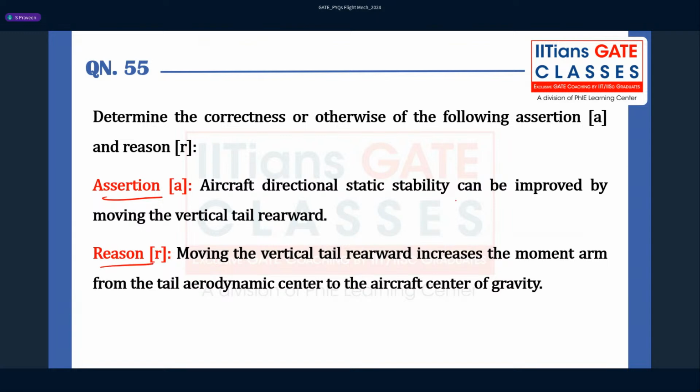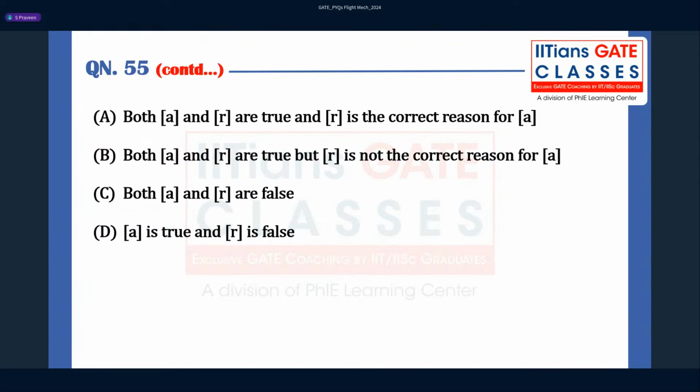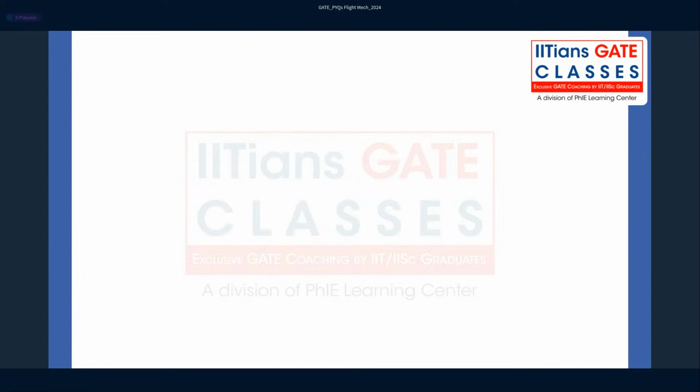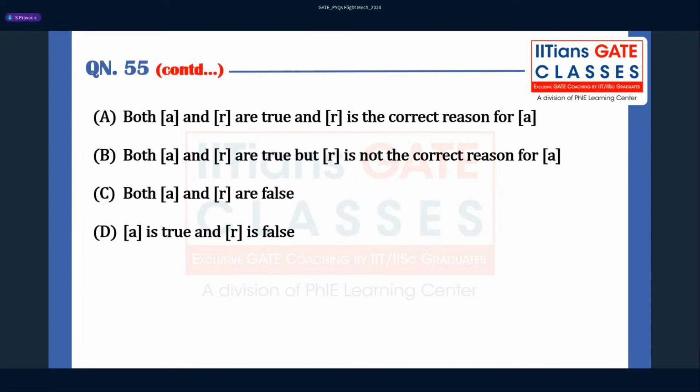Aircraft directional static stability can be improved by moving the vertical tail rearward. Reason is because moving the vertical tail rearward increases the moment arm from the tail aerodynamic center to the aircraft center of gravity. Okay. So basically, let's write a little bit of theory in here. We have to understand. We write it in here itself.